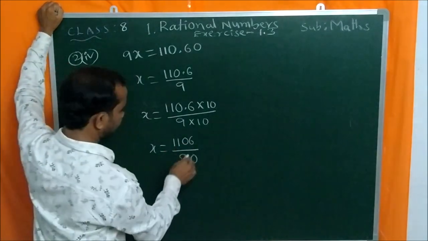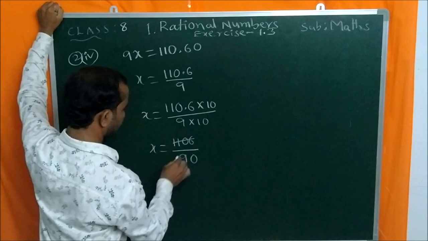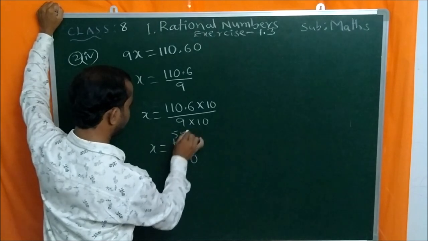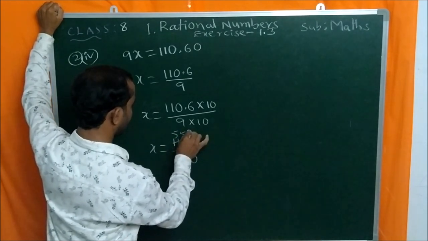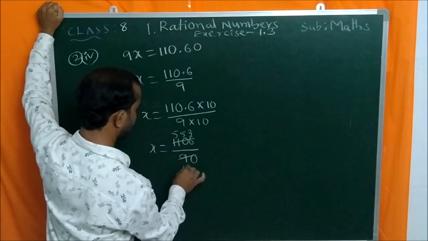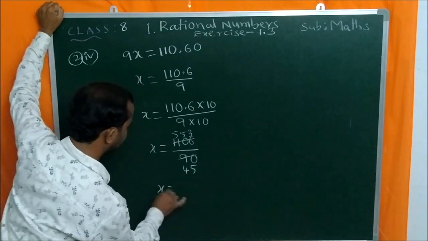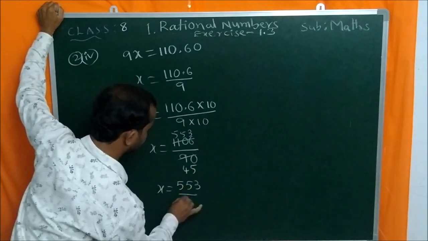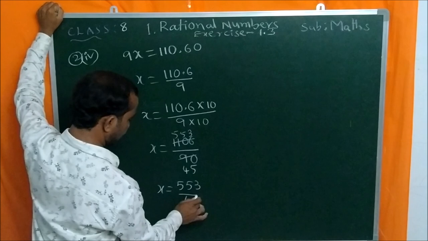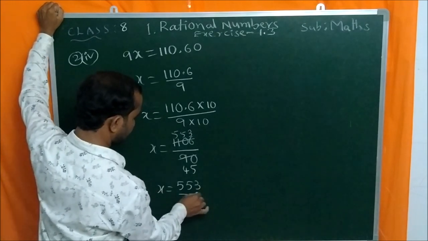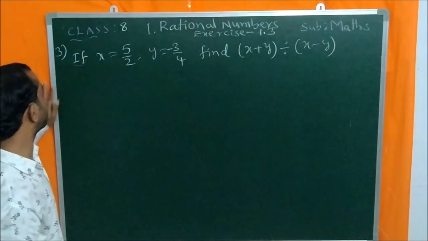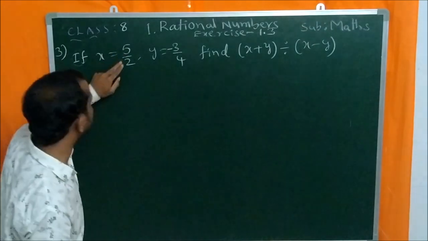Now in the numerator and denominator, the common factor is 2. 2 fives are 10, 2 threes are 6; okay, next, 2 fours are 8, 2 fives are 10. So x equals 553 by 45. This is the rational form of the given decimal form, 553 by 45.